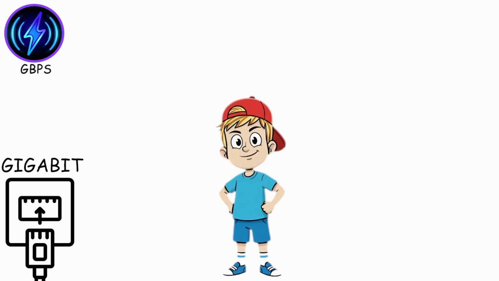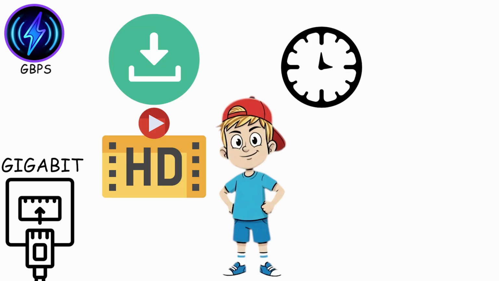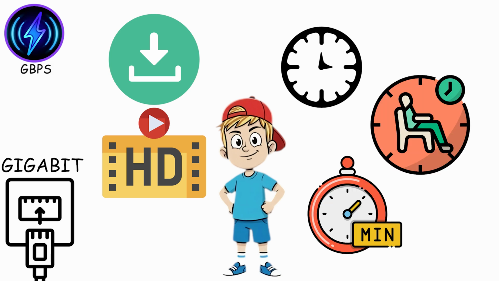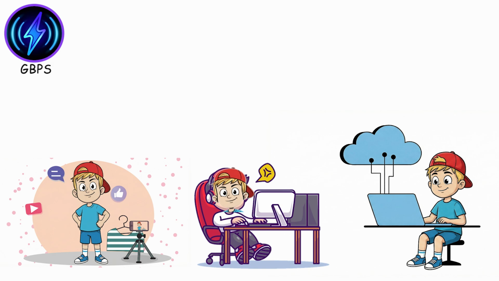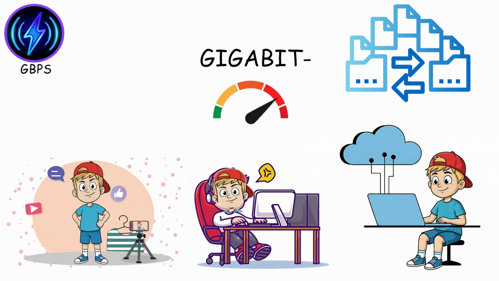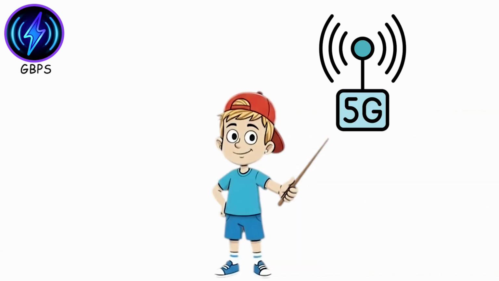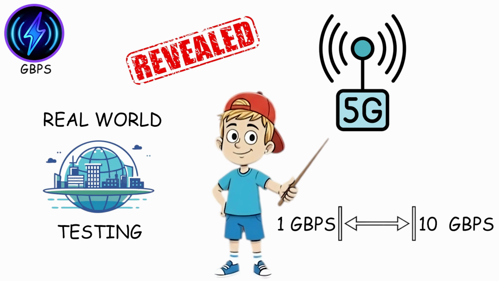With gigabit connections, downloading full high-definition movies requires mere seconds rather than lengthy waits measured in minutes. Gamers, content creators, and professionals working with cloud services depend on gigabit-level throughput to transfer massive data volumes instantly. When 5G networks began deployment, real-world testing revealed speeds typically ranging between 1 and 10 gigabits per second.